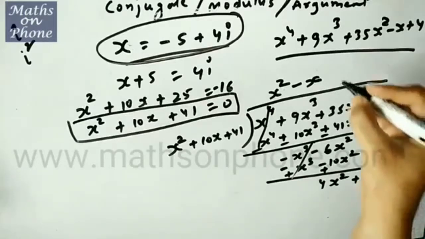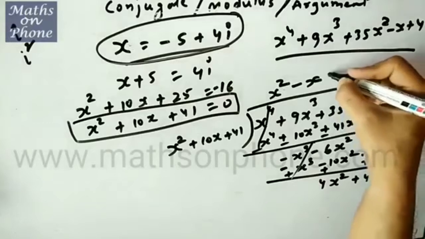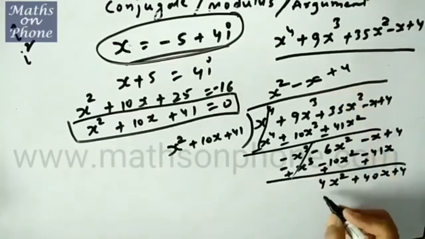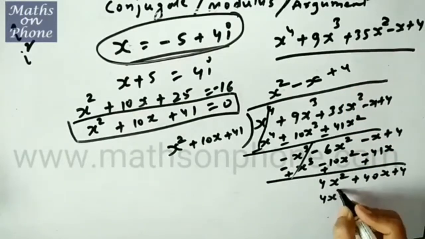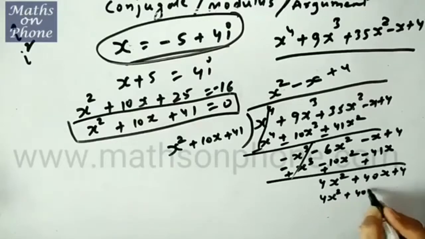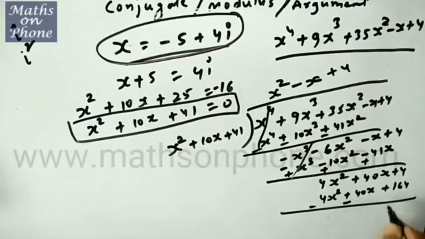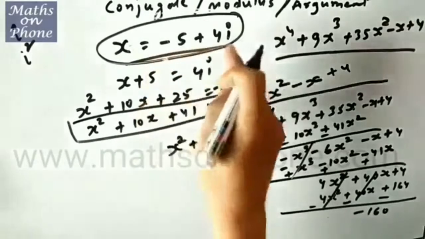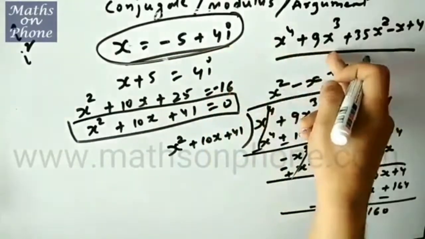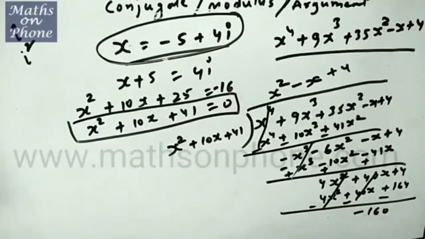Now what we will do, we will just multiply with 4 here. So it is coming out to be 4x square plus 40x plus 164. Now we are getting the answer. This is cancelled out and this is 4 minus 164, that is minus 160. So if we put x is equal to minus 5 plus 4i here, the answer will be minus 160.